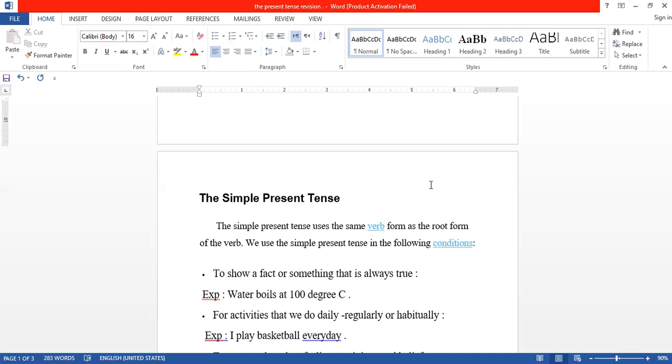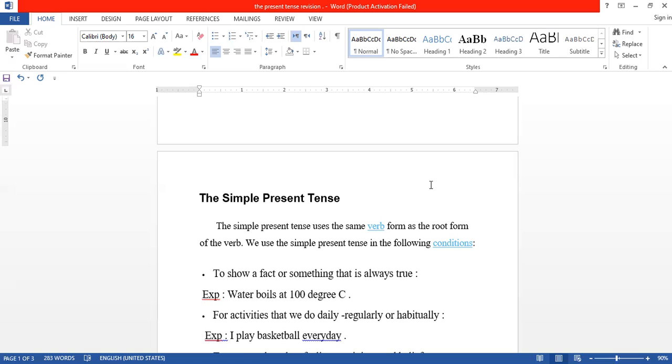The meaning of the same verb form as the root form, what does it mean? Here I'm using the verb write with the first person pronoun I, and there is no change. It means I'm keeping the verb as it is. I write. I didn't add anything to the verb. It means I'm keeping the original form of the verb. Write, play, drive: I drive, I play, I write, and so on and so forth. Is it clear? Yes.